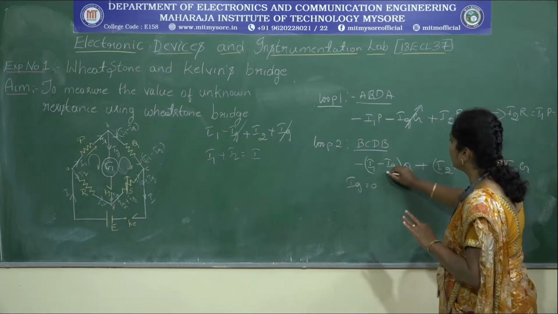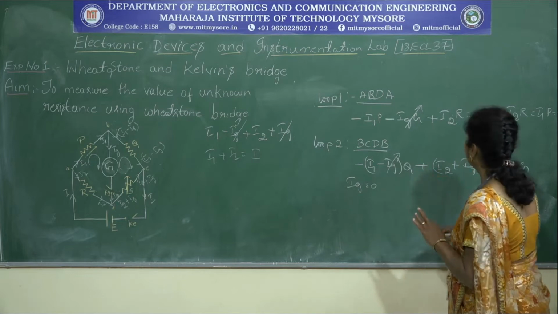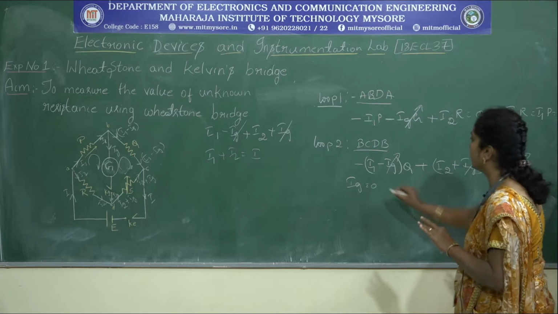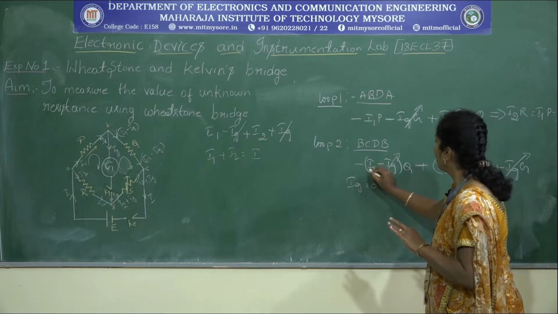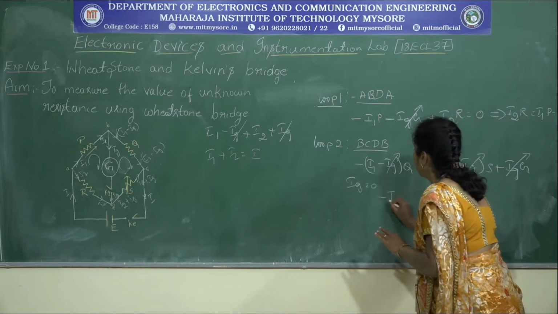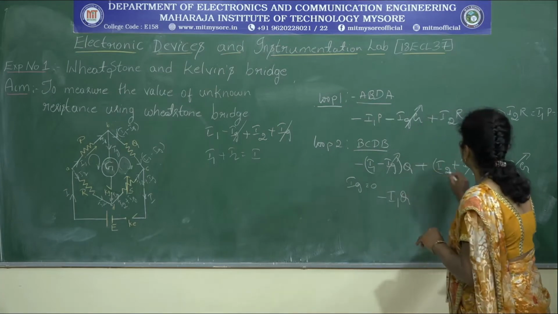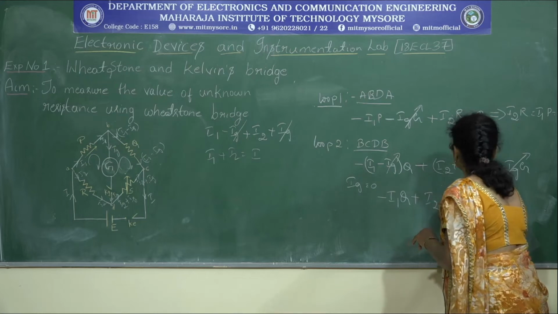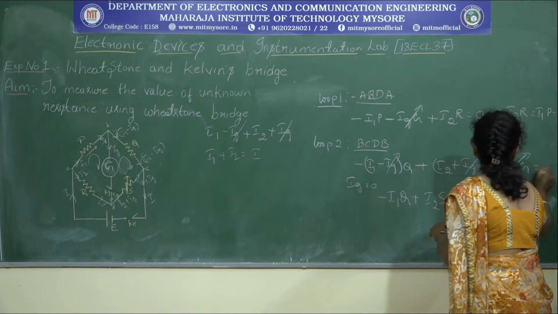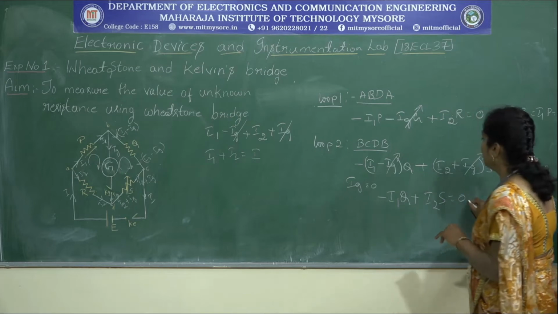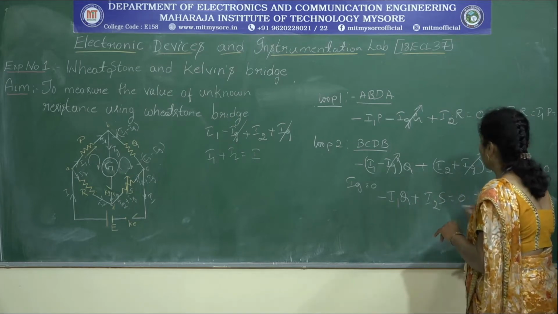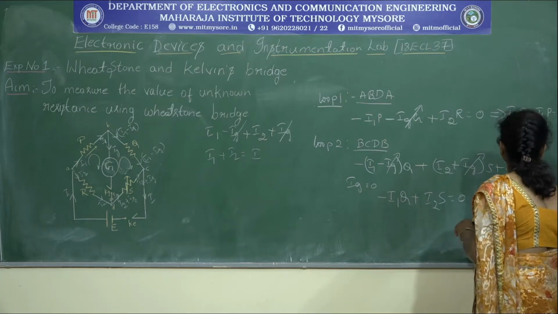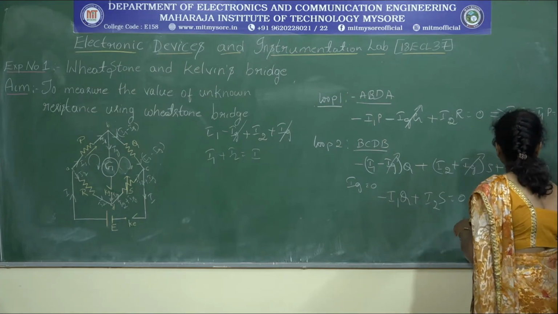And here the Ig terms we are going to cancel. So the remaining is minus I1 into Q plus I2 into S is equal to 0. Now taking the right hand side, I1Q is equal to I2S. So this is equation number 2.